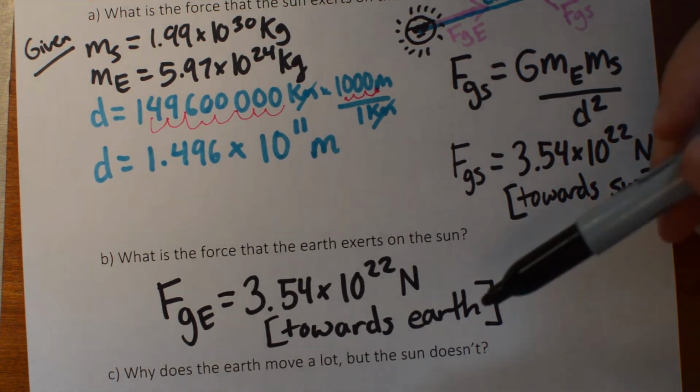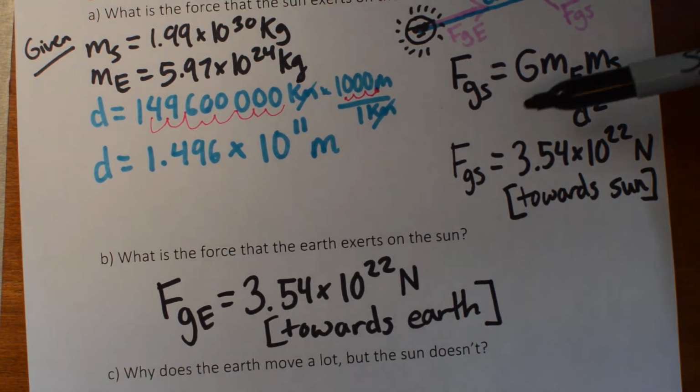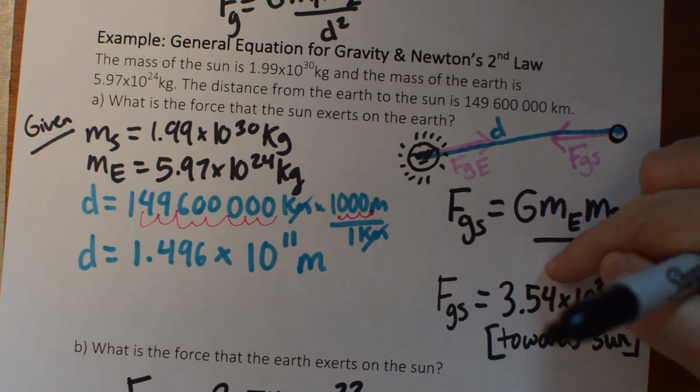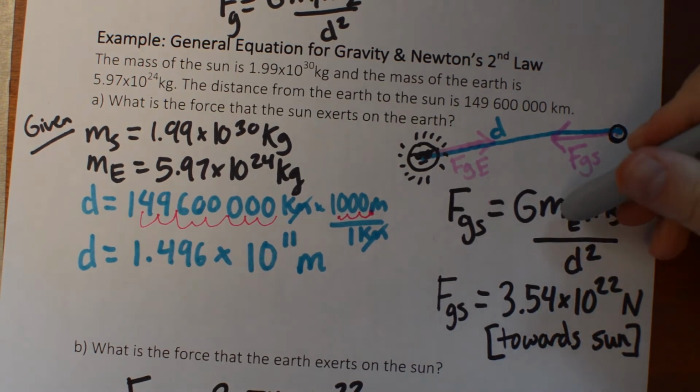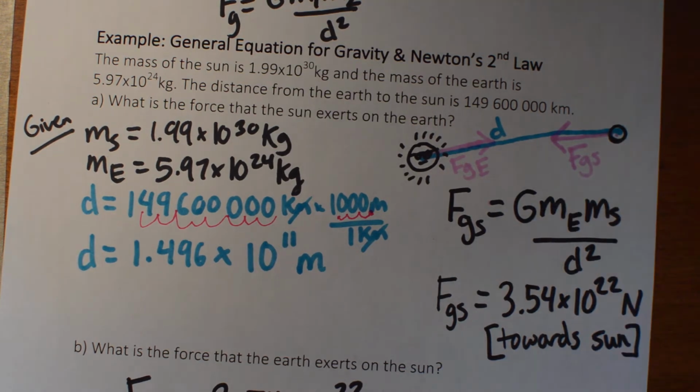You can also figure this out if you don't remember Newton's third law. You can just use the equation, right? We would use the exact same equation to calculate this again, because one of the masses is the Earth, the other mass is the Sun. The distance between them doesn't change, the gravitational constant doesn't change. You're going to get the same number.